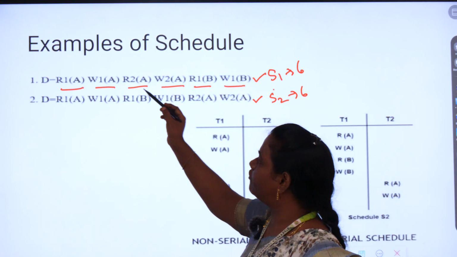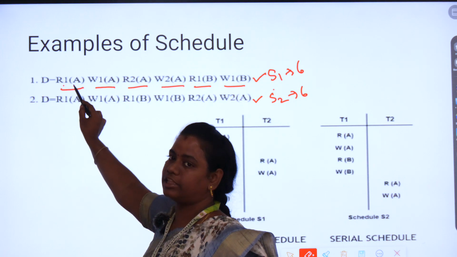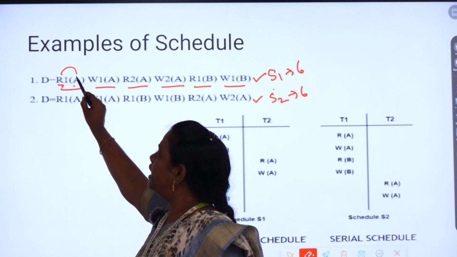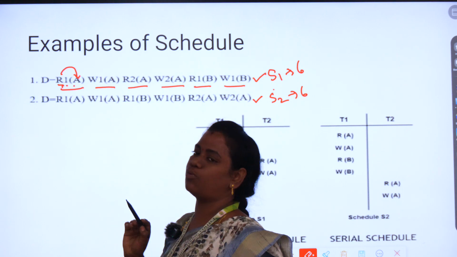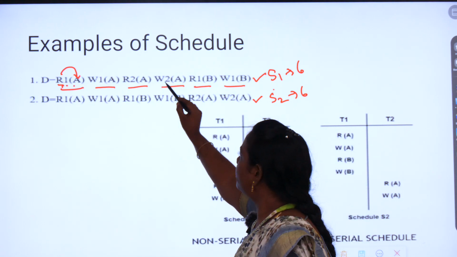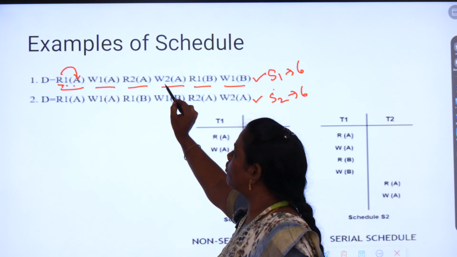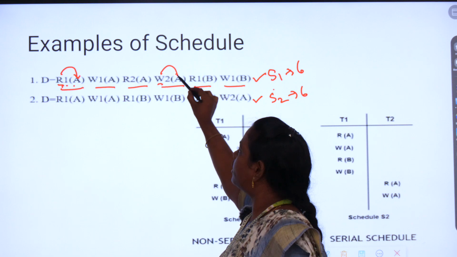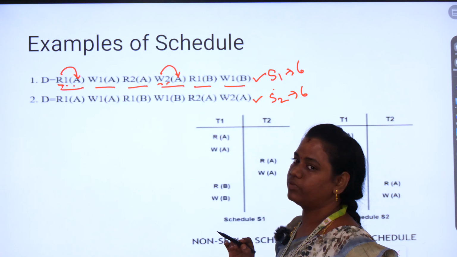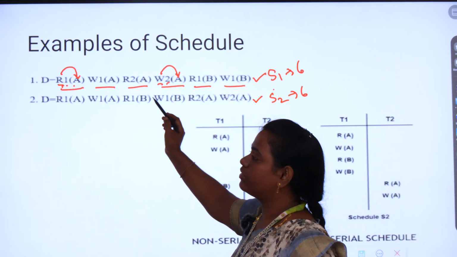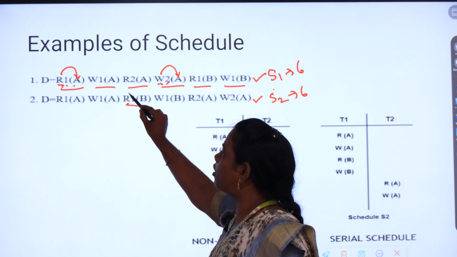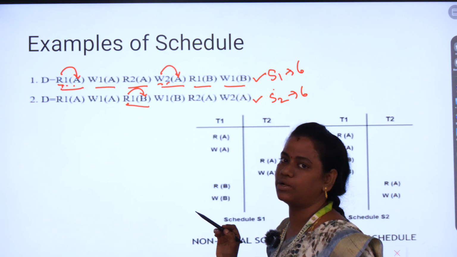Now R1 of A means we perform a read operation on data A in transaction 1. That is the meaning. Now come to W2 of A. Here, this is a write operation we perform on data A in transaction 2. Likewise, R1 of B is a read operation performed on data B in transaction 1.